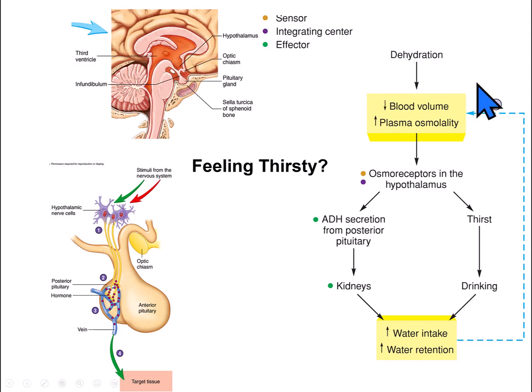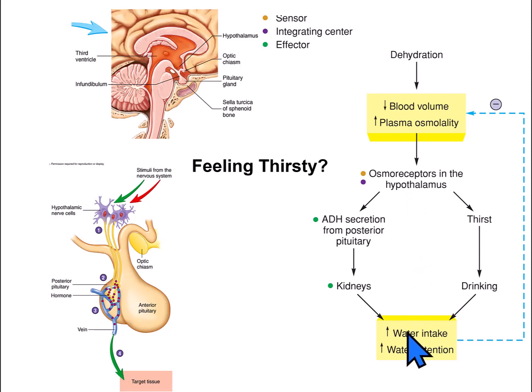Osmolality is the measure of the concentration of a solution. In this case, the hypothalamus is measuring the concentration of blood. During dehydration, when you have a decrease in blood volume, you're going to have an increase in plasma osmolality, because as you lose water, your solutes in your blood become more concentrated. The hypothalamus is going to use its osmoreceptors to detect that.